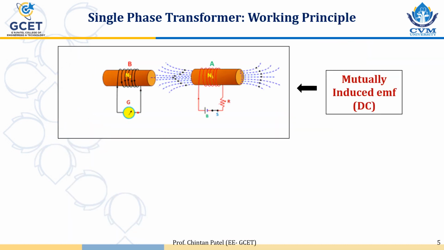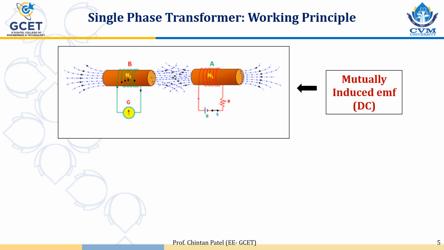Let's see the working principle of a transformer. In the diagram, we can observe there are two coils, coil A and coil B. Both are wound over the core. The coil A has N1 turns, coil B has N2 turns. Coil A is connected with a DC source or battery with the help of switch in series with a variable resistor, and coil B is connected across a galvanometer.